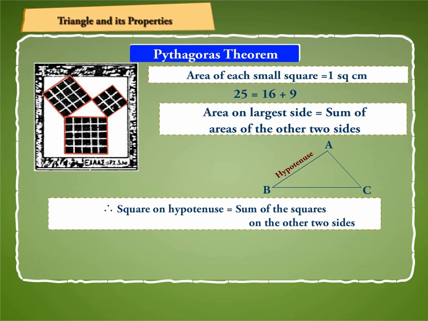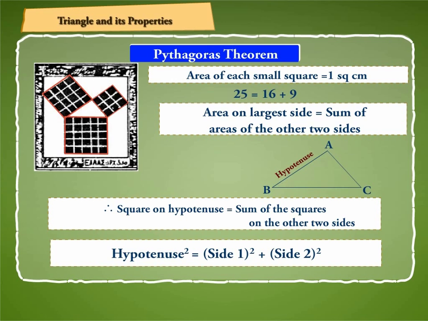Thus, the statement of Pythagoras theorem is, in a right triangle, the square on the hypotenuse is equal to the sum of the squares on the other two sides.